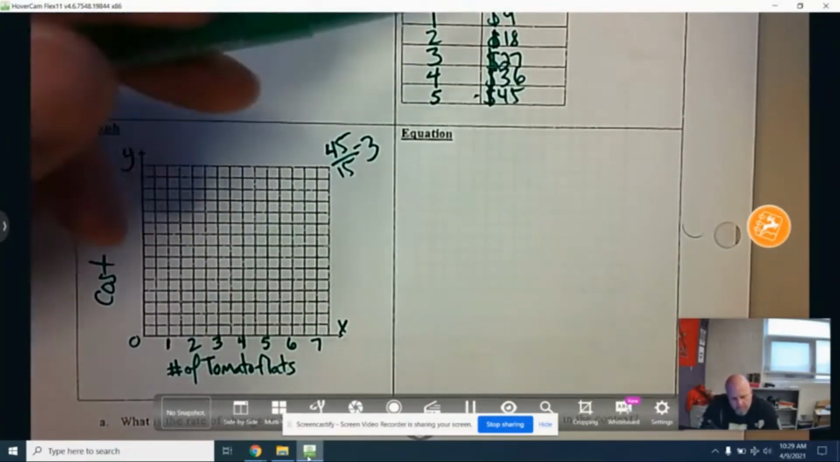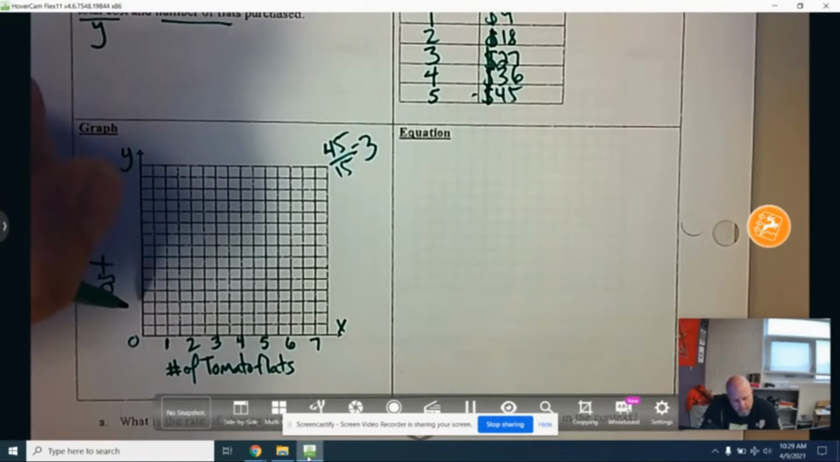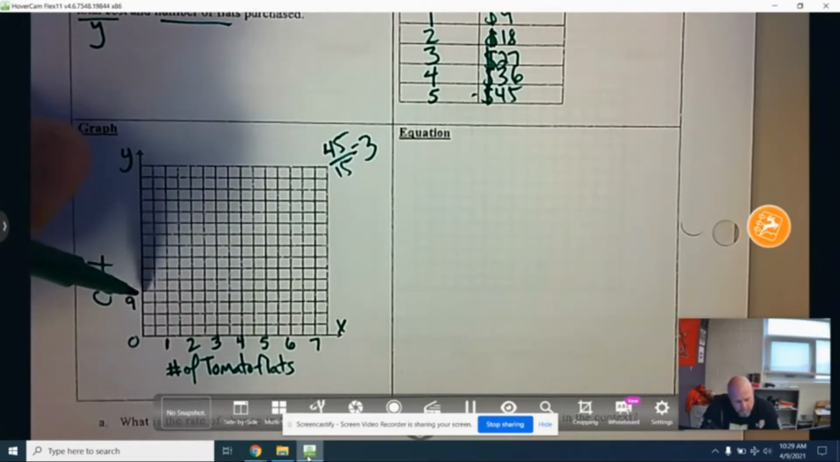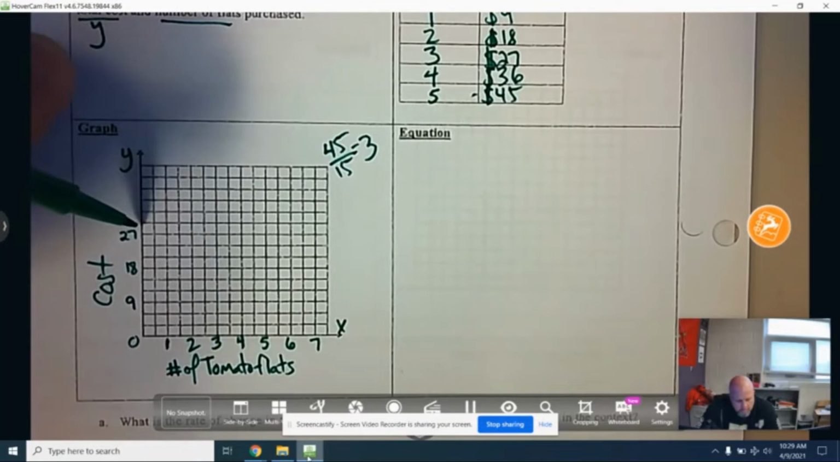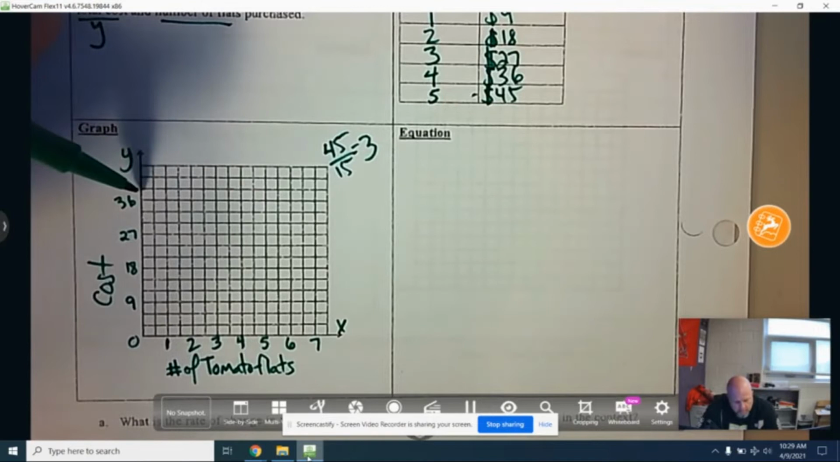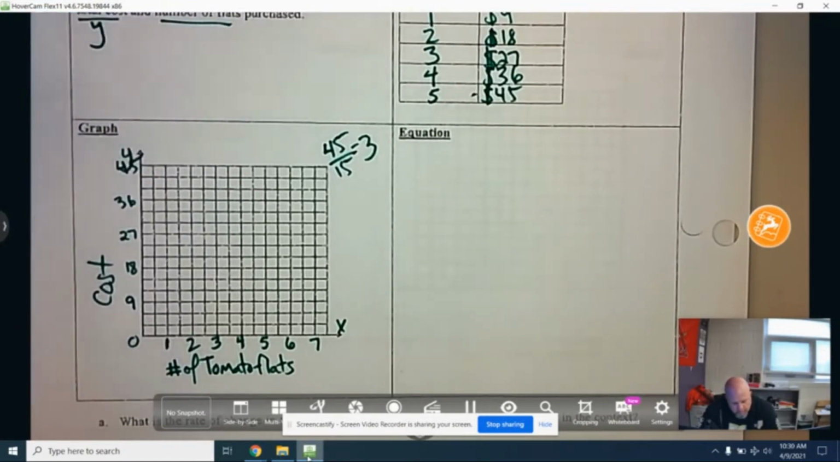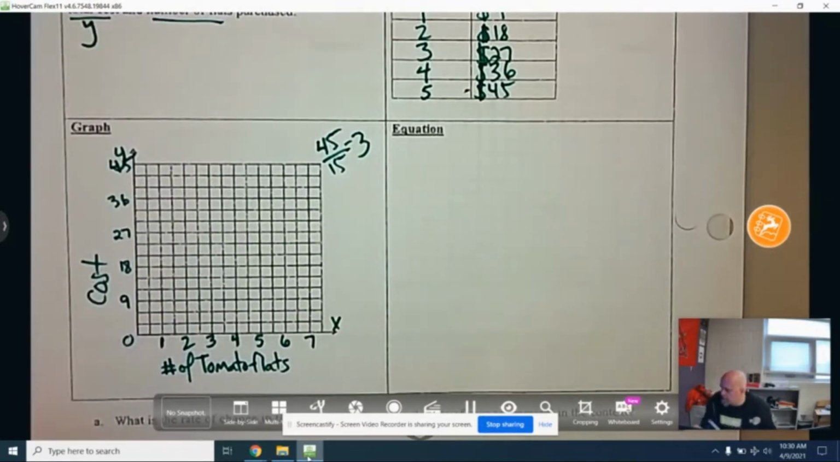So what I'm going to do, because each flat is $9, is label every 9. So I'm going to count up: 3, 6, here's $9. Another 3. So 12, 15, 18, 21, 24, 27, 30, 33, 36, 39, 42, and the very top is going to be my 45. So there I have my graph set up, ready to go.